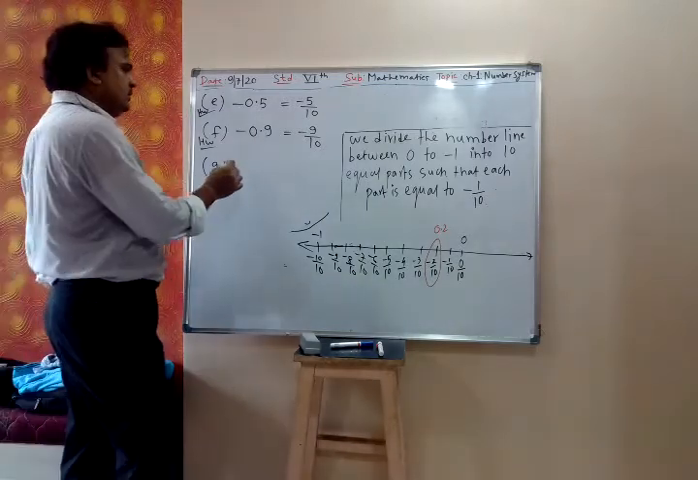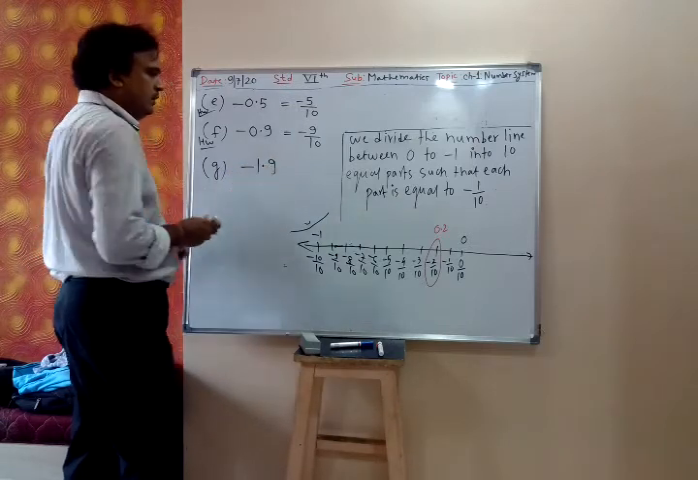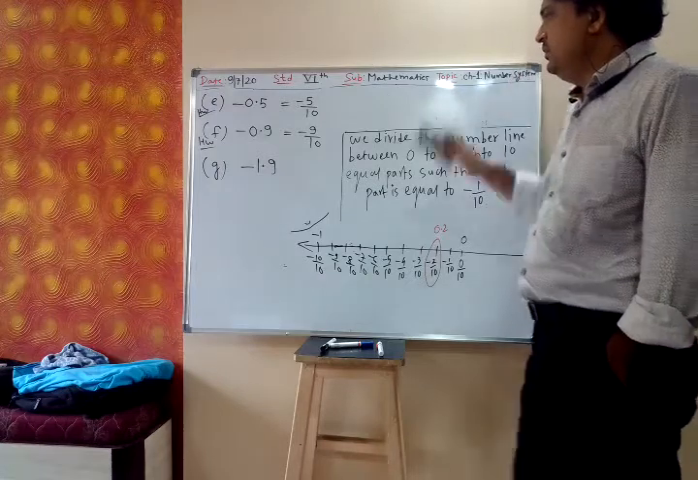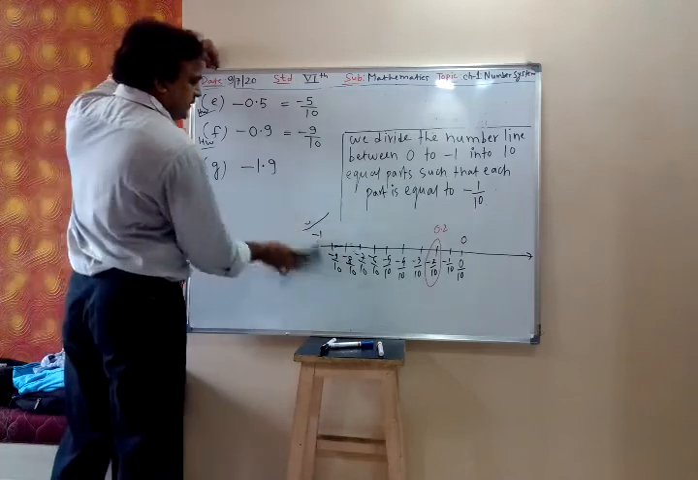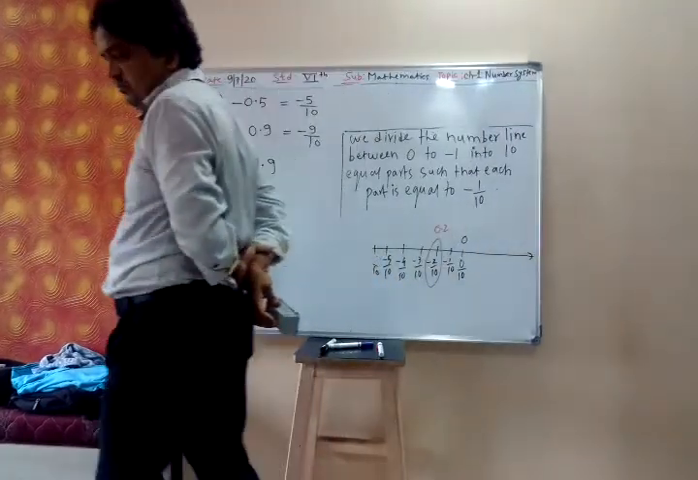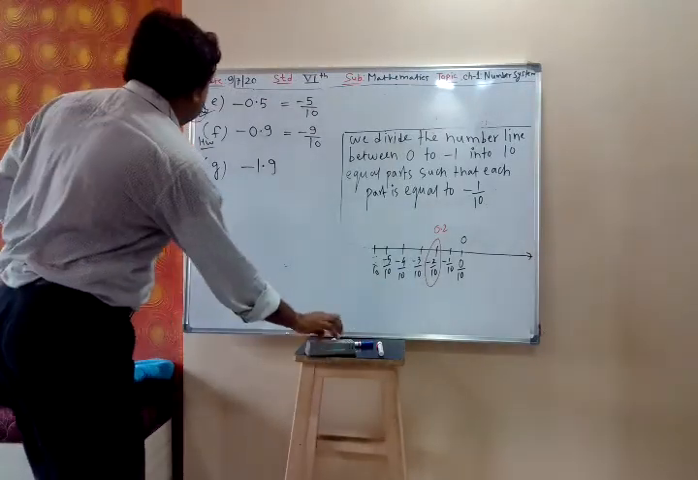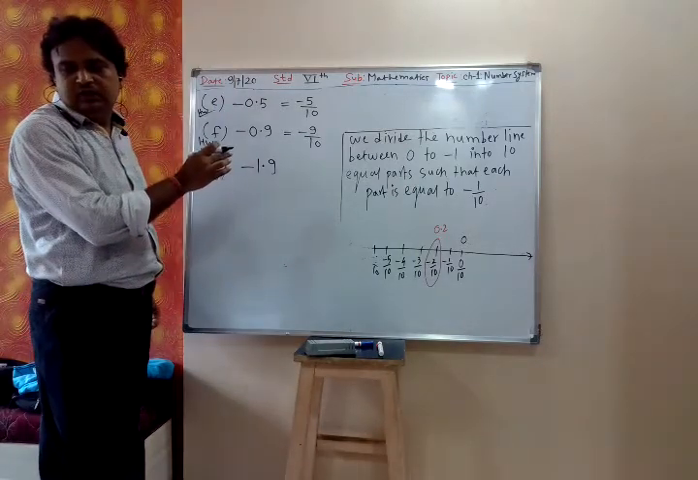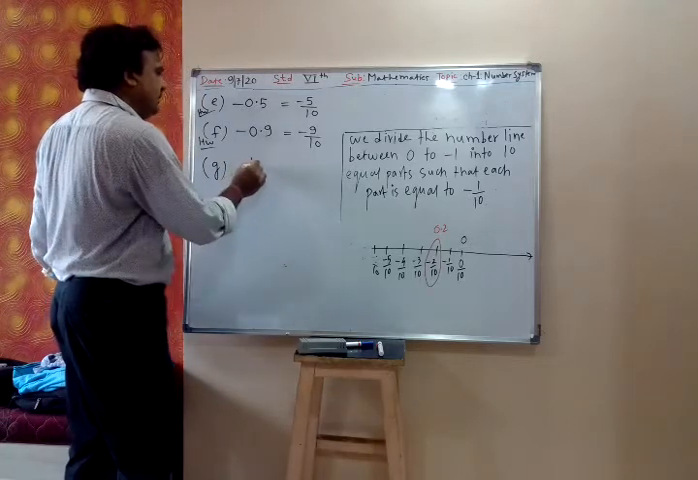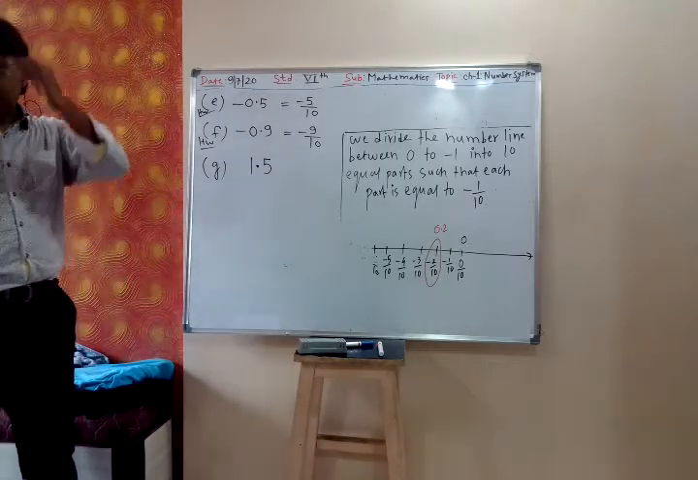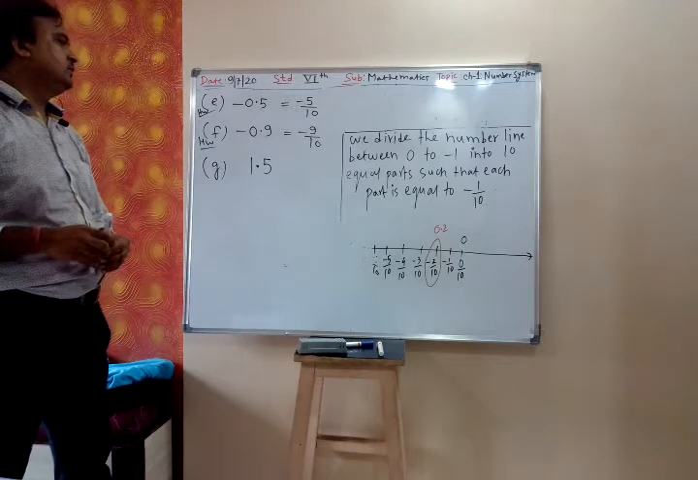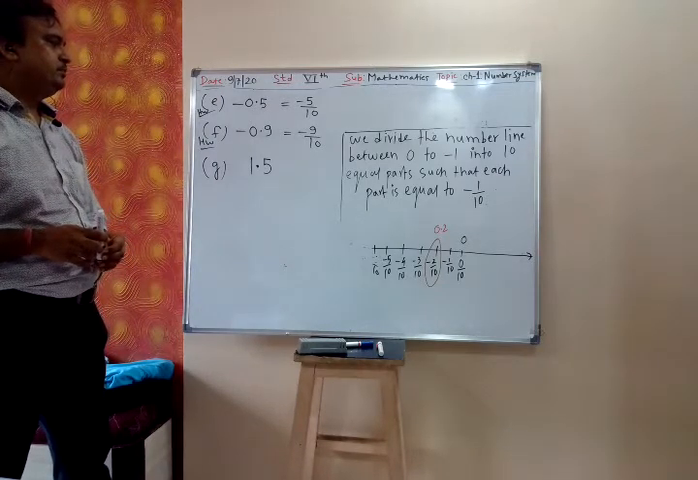Now let us solve. Okay, G part is 1.5. Let us take it. G part is 1.5.